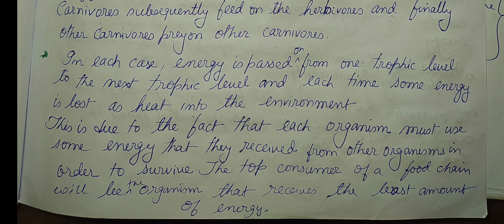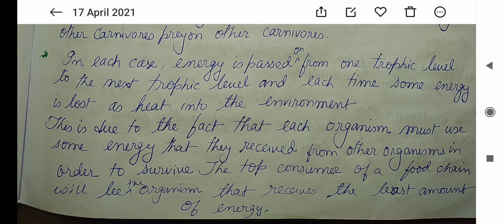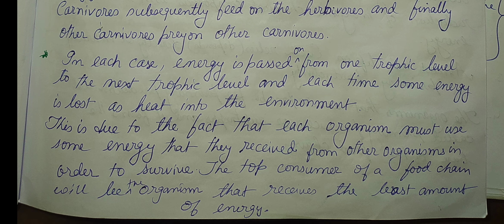In the same way, the carnivores are oxidizing the biomass from the herbivores after consuming, to break down the food into simple substances, so that they can utilize that energy to make their own tissues and enzymes and other important parts for their cellular metabolism in their body. And in this way, we can say that when energy is passed from one trophic level to the next trophic level, each time some amount of energy will be lost as heat into the environment.